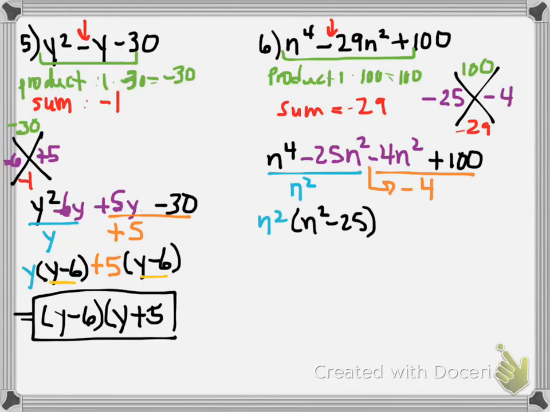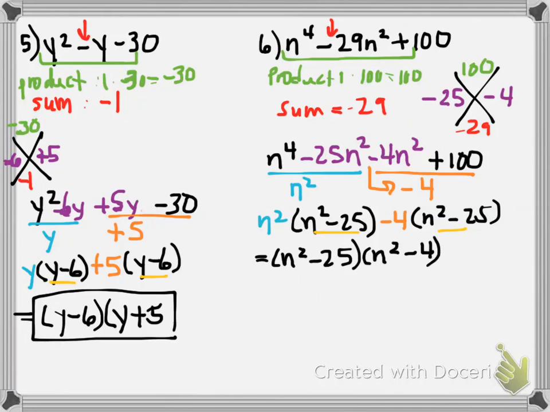Second guy, we pull out a negative 4, and then we get n squared minus 25. So did we get our little miracle? Yes, we did. And our answer is n squared minus 25, n squared minus 4.